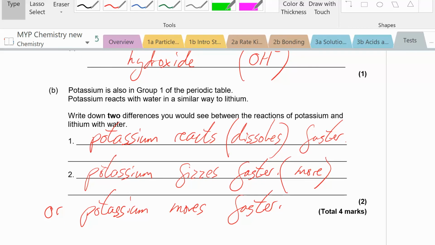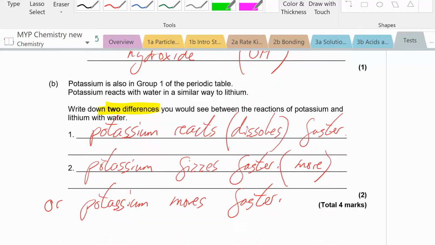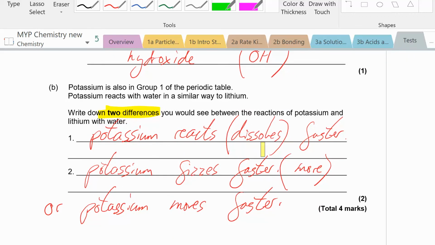Question B. Potassium is also in group 1 of the periodic table. Potassium reacts with water in a similar way to lithium, but write down 2 differences. So differences. Potassium reacts or dissolves faster, faster being crucial here.